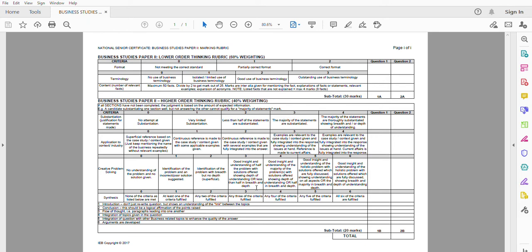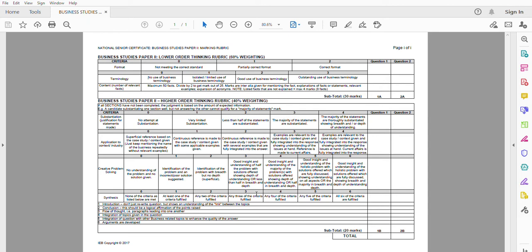Right, 3: you get good insights and understanding of half the problem with solutions offered showing depth of understanding, or less than half in breadth and depth. Okay, so there you're showing a good insight into the understanding of the problem. You've offered solutions, but there still isn't a tangible amount of depth and practicality around the solution that you've suggested.